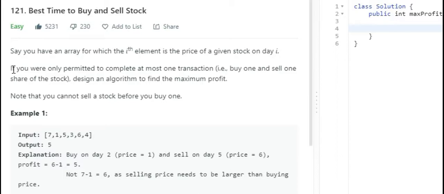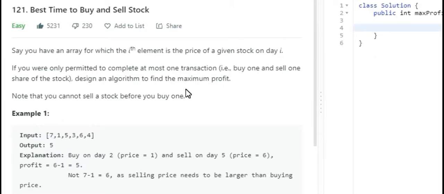If you were only permitted to complete at most one transaction, that is, buy one and sell one share of the stock, design an algorithm to find the maximum profit. What we need to do here is to purchase a stock and sell it, keeping in mind that we should get maximum profit. In order to get maximum profit, our cost price must be less than the selling price. That is, we need to buy the stock for minimum value and sell it for maximum value.